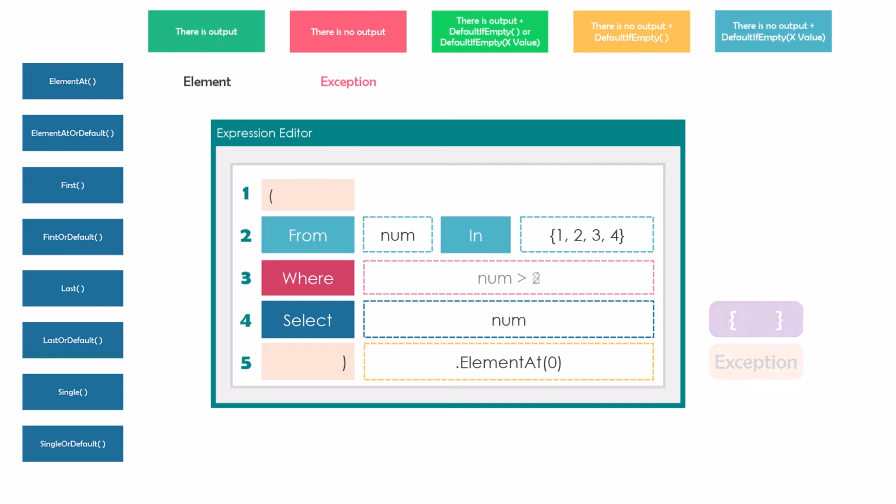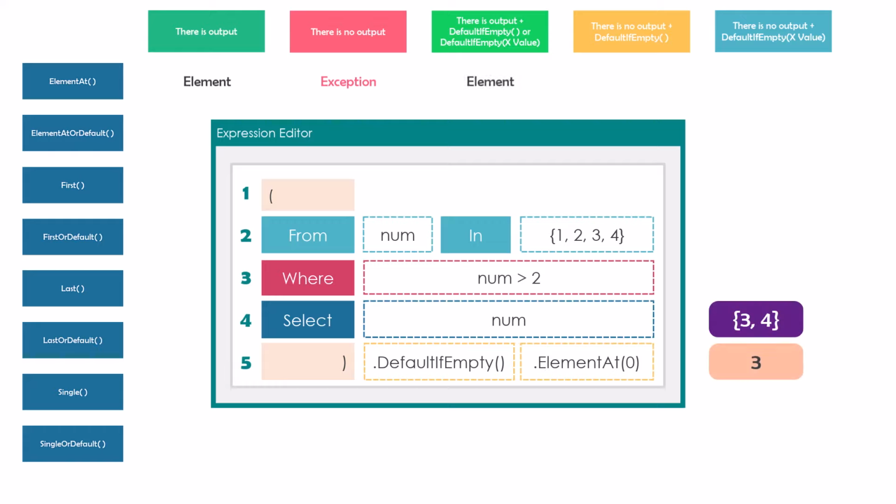The next scenario is when I have an output, and I am using DefaultIfEmpty operator. The result in this case is the following. So I am getting the element again. The next scenario, if I don't have an output like this query here. The output in this case is 0, which is the default value for integer.